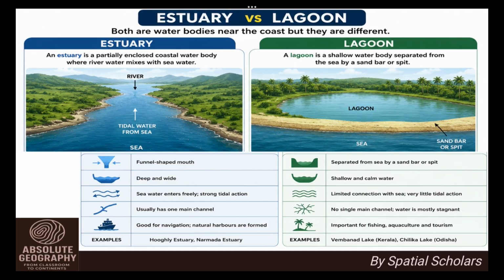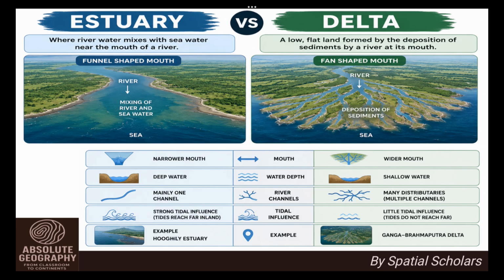A delta is a low-lying landform created by the deposition of sediments at the mouth of a river. This is opposite to an estuary. As the river slows down near the sea, it deposits the sediments it has been carrying and splits into several distributaries. Over thousands of years, these deposits build broad, fertile plains. The Mahanadi, Godavari, Krishna, Kaveri, and the Ganga-Brahmaputra rivers all form large deltas.